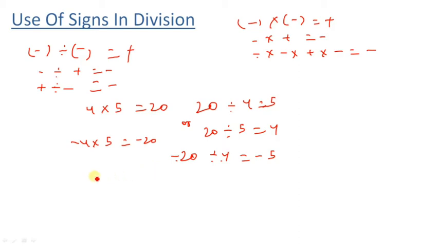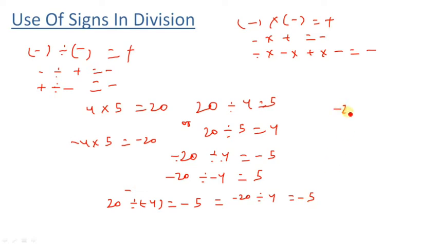Suppose I write minus 20 divided by minus 4. What will be the answer? 5. Now we can test: 5 into minus 4 is minus 20. Now let us see 20 divided by minus 4. The answer will be minus 5, the same as minus 20 divided by 4. Minus divided by plus means the answer will be minus. Now, minus 20 divided by minus 5: the answer will be 4, because minus divided by minus is plus, and 20 divided by 5 is 4.